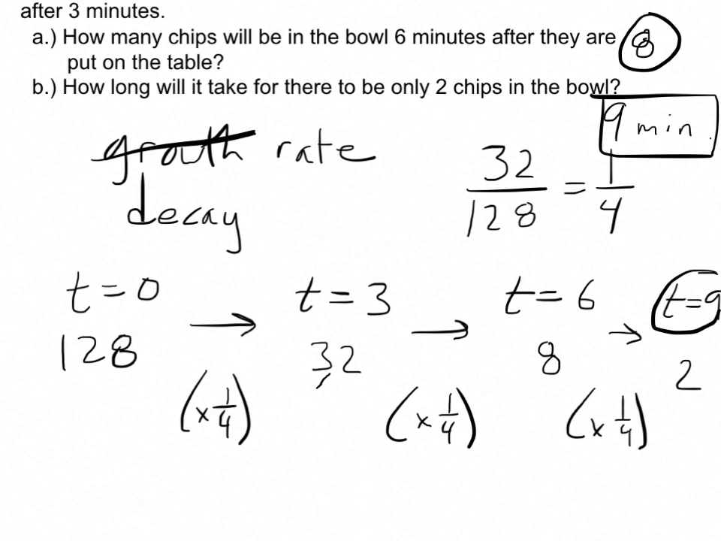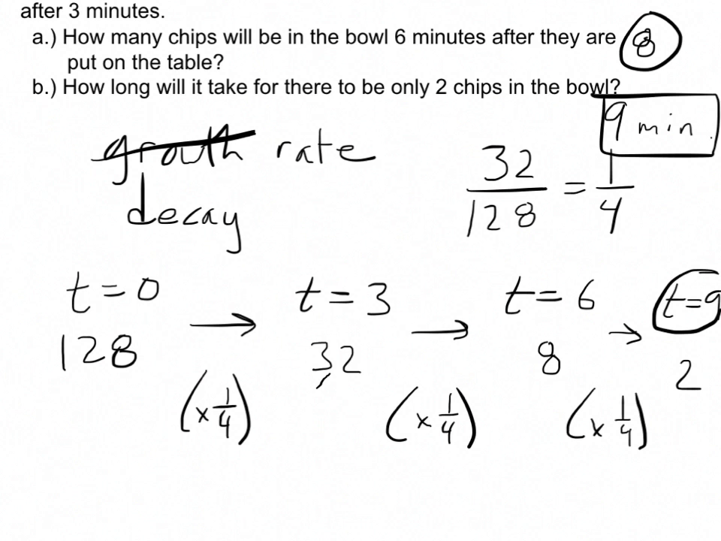If you think about it, when you put a giant bowl of chips on the table, like if you put 128 chips on the table, it's totally reasonable that after 3 minutes, almost all of them are gone. But the rate at which people eat chips isn't the same, right? When there are fewer chips in the bowl, people take fewer of them. Maybe it's because they've already had chips. Maybe it's because they don't want to take the last one.